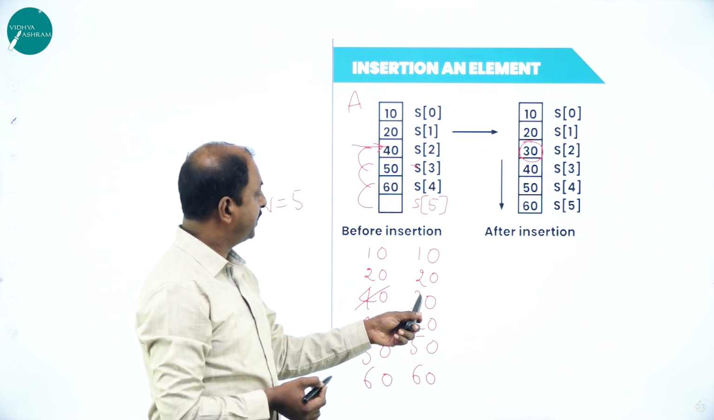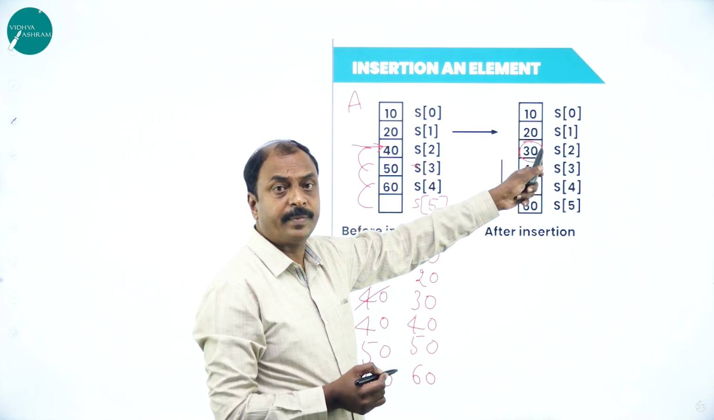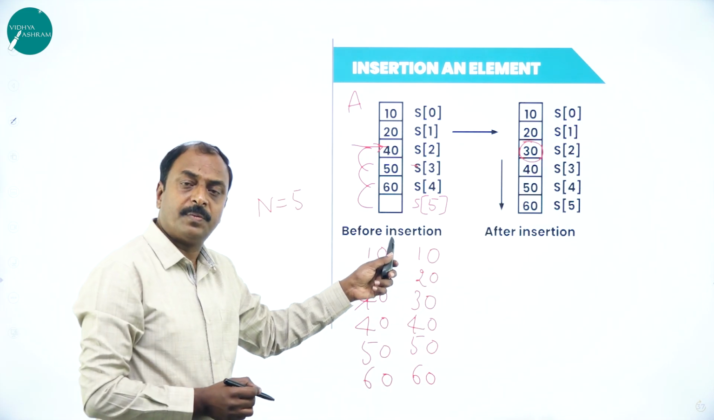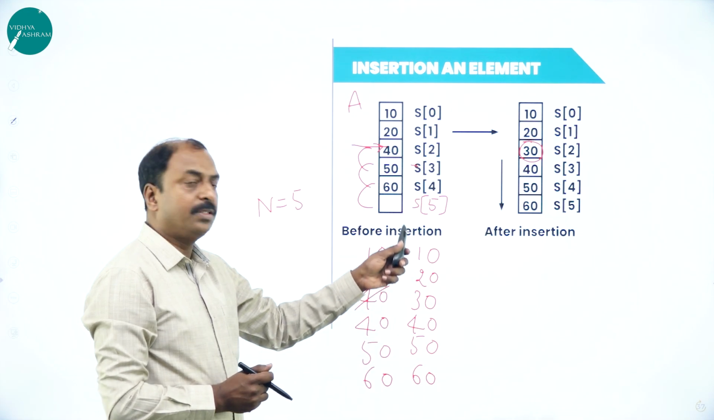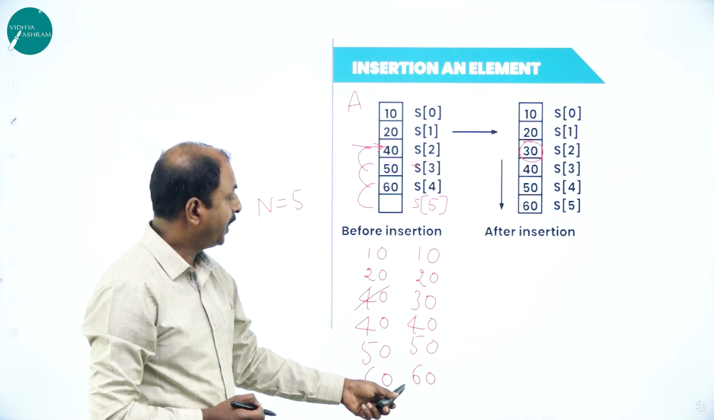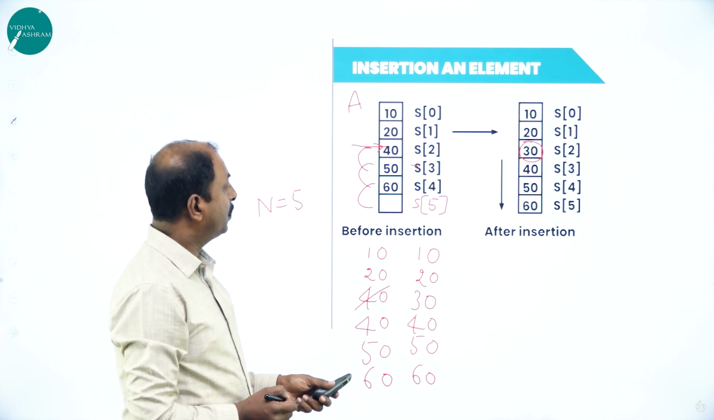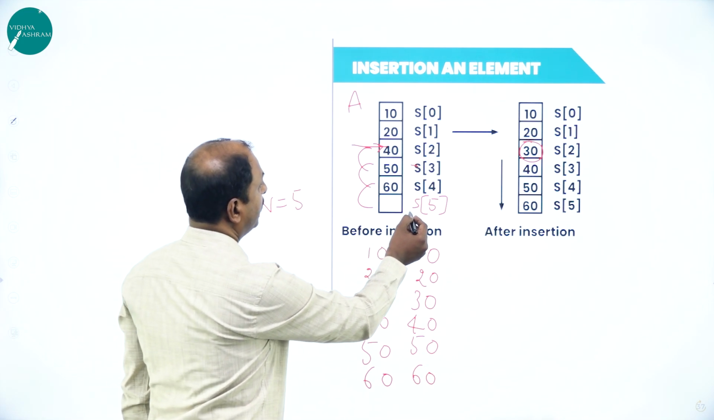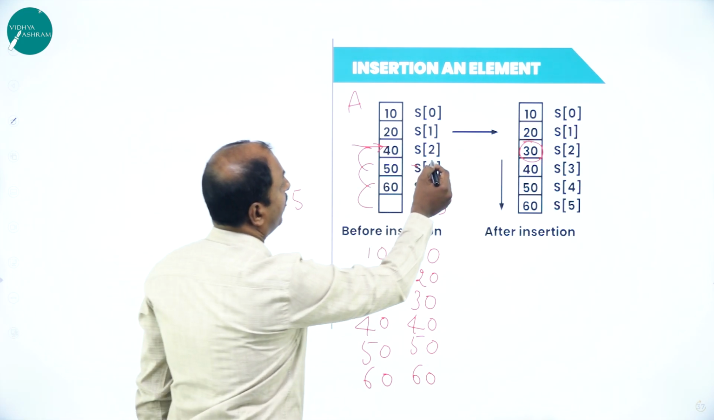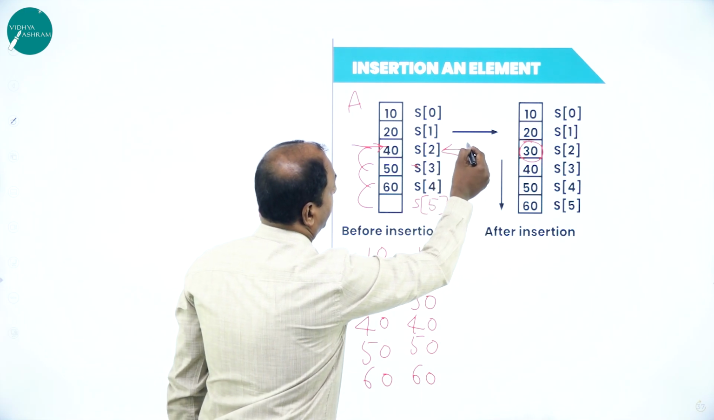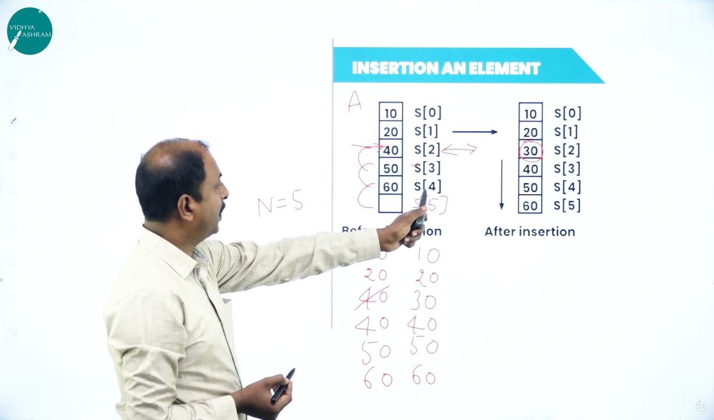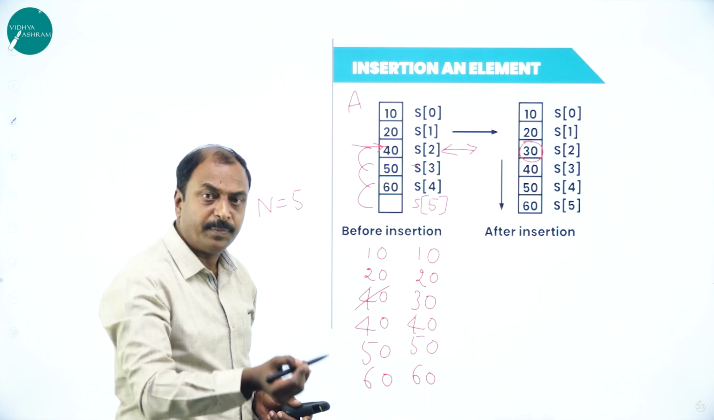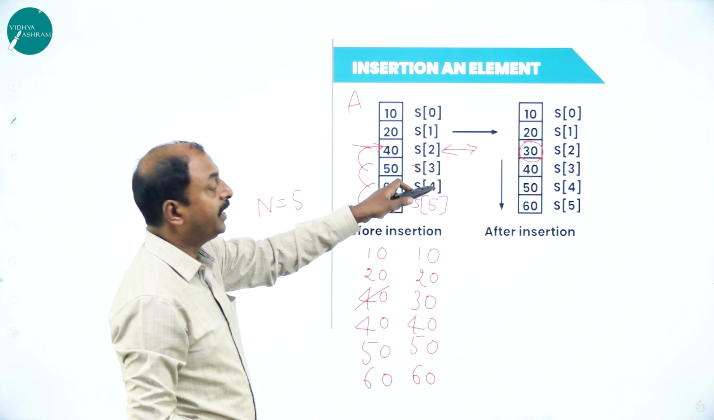After inserting the new data item, element 30, into an array at the position S of 2, this will be the final array, the result of a new data item inserted into an array. If you observe the logic we have followed here, from the last position up to the position where we have to insert, in this example S of 2, from the last index S of 4 up to S of 2, we have to keep shifting data items to the next higher order.